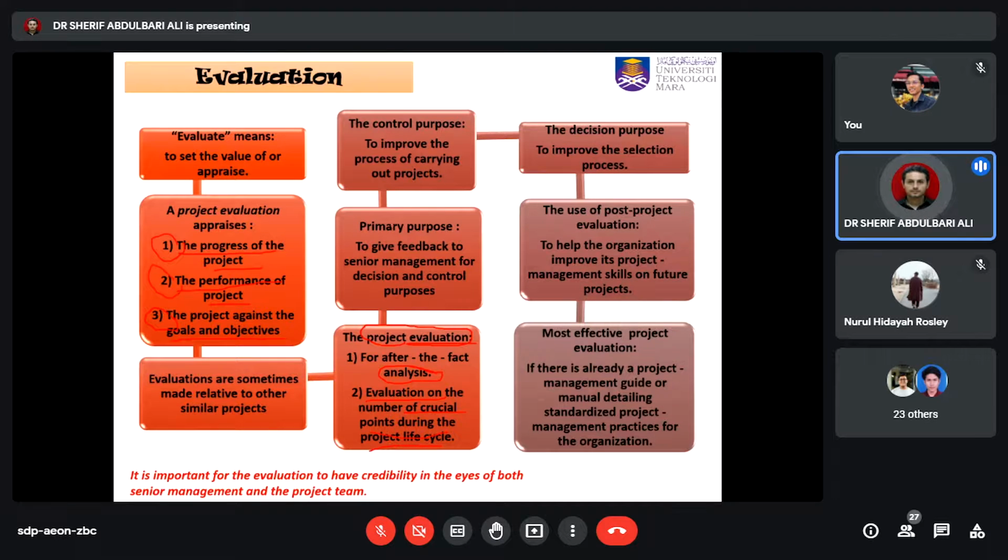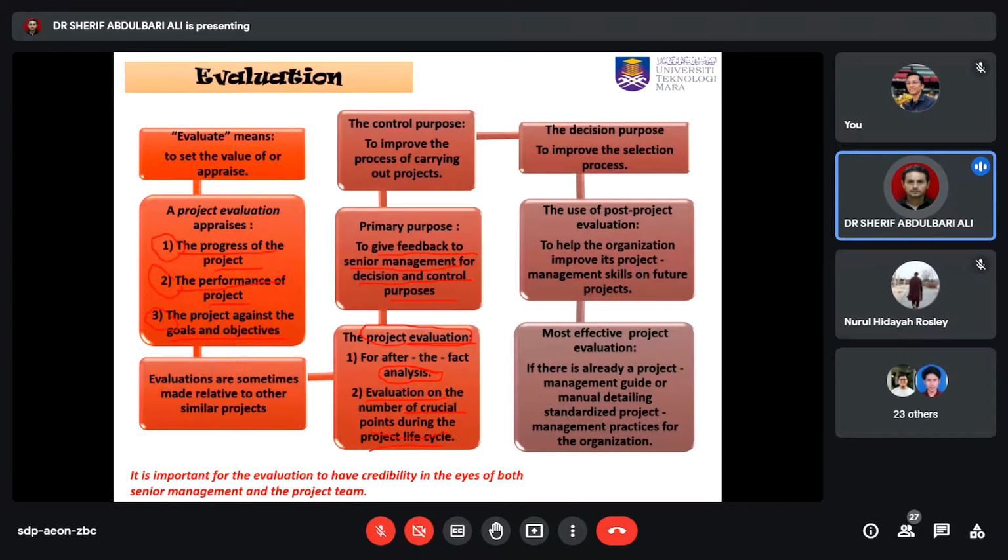Why are we actually doing the evaluation? This is to give feedback to the senior management. So the purpose of making evaluation is to give feedback to the management. Why do we want to give it to the management? So they can make decisions and for control purposes. So this is the purpose of it.